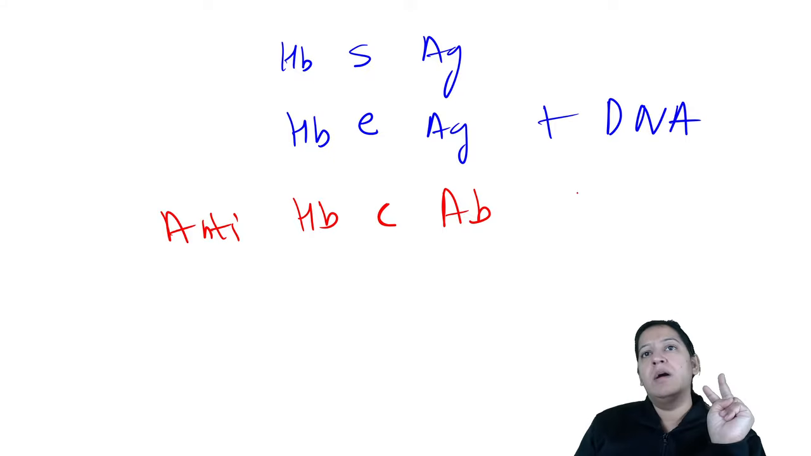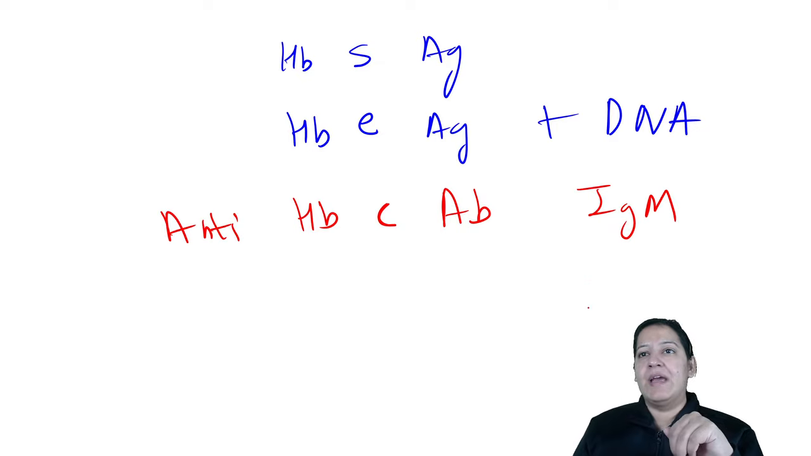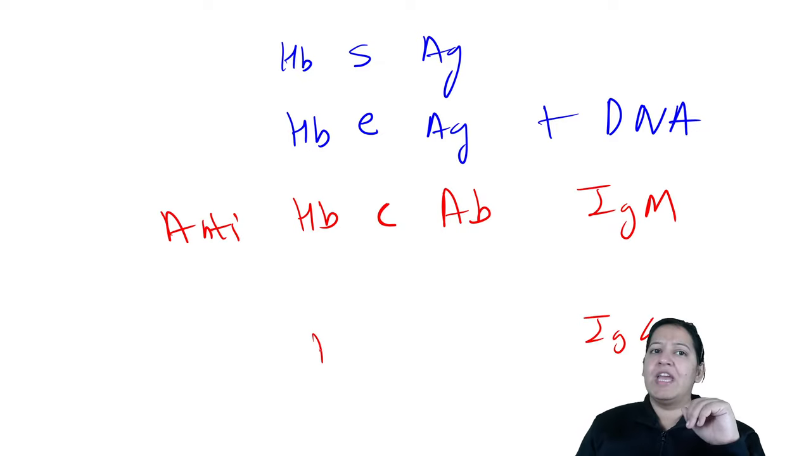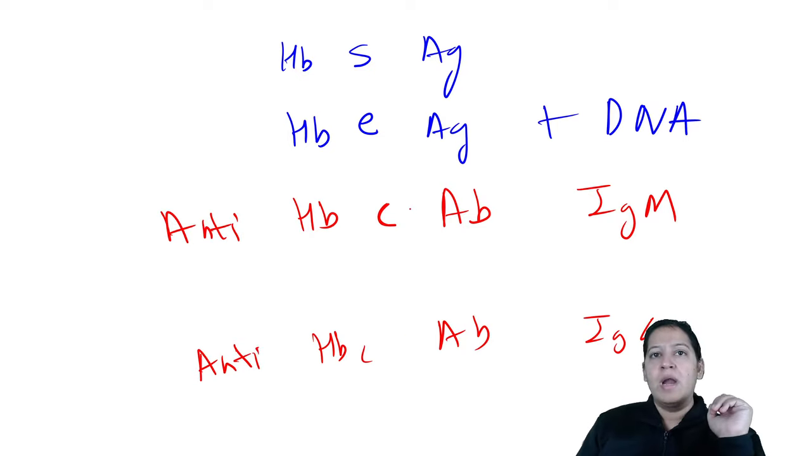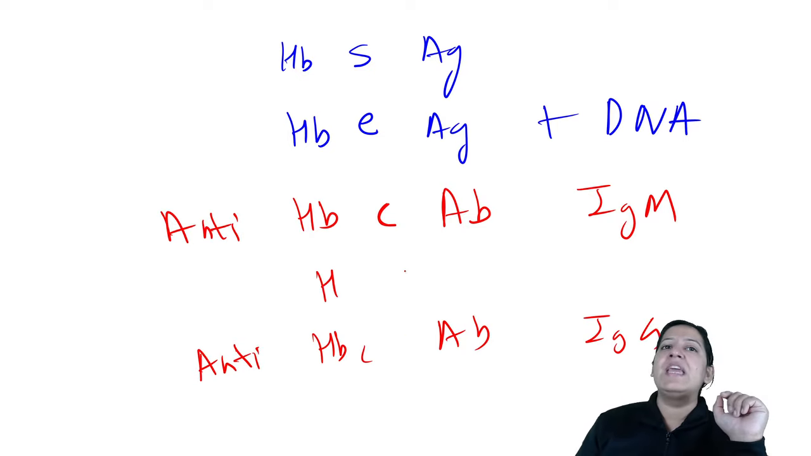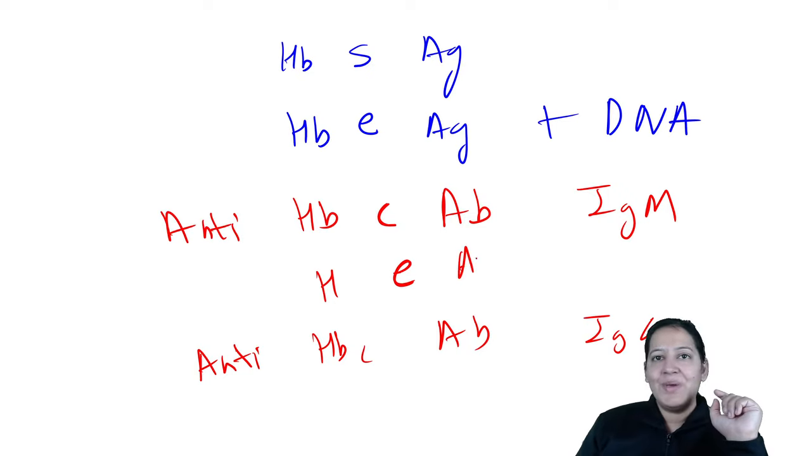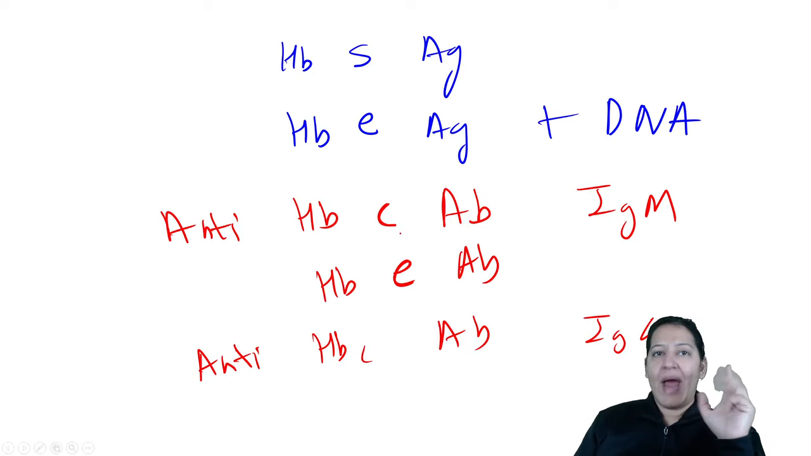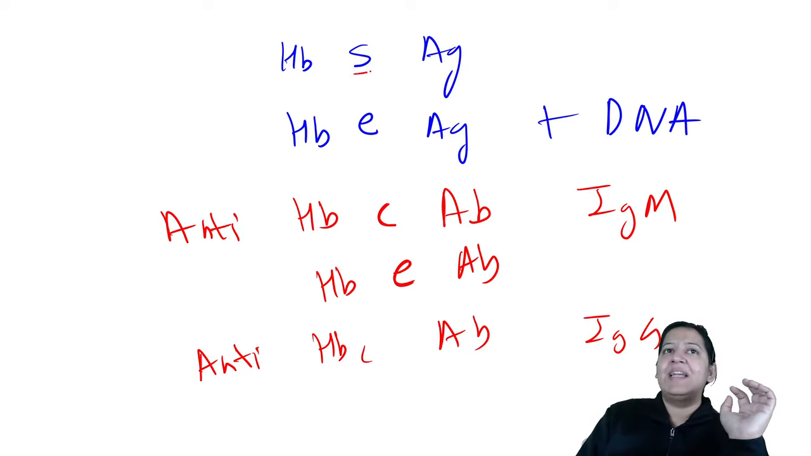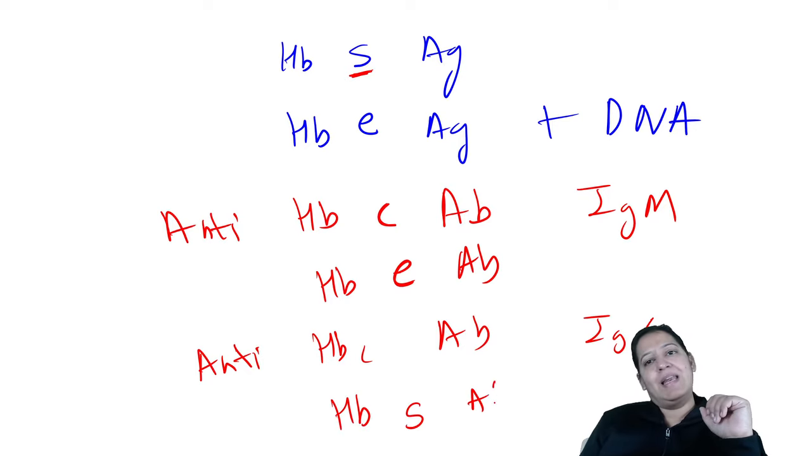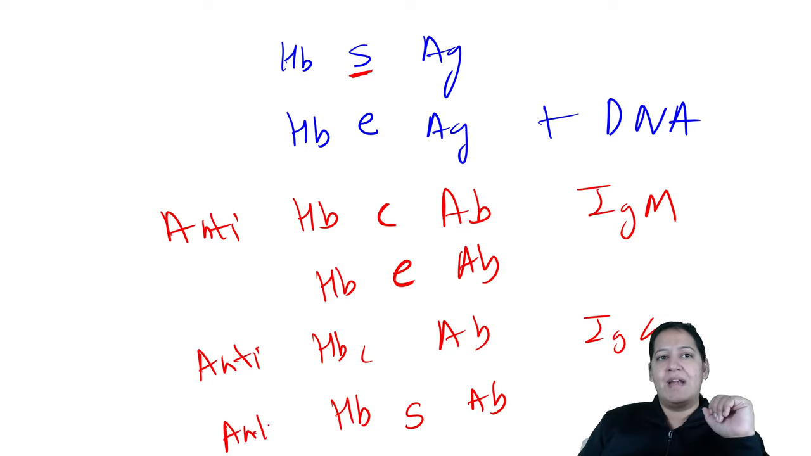It is of two types. So first IgM will come, IgG will come later. Hepatitis C antibody IgG will also come later on. But in between the two, the E antibody will come. So the E antibody comes in between. The last antibody to come is against the first antigen. So the hepatitis S antibody will come last of all.